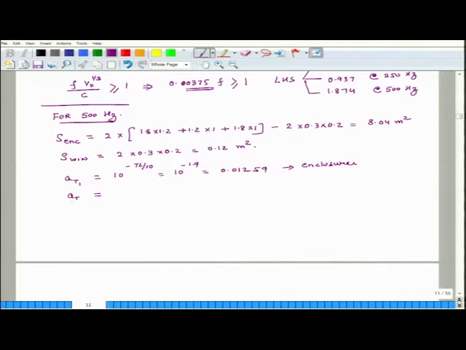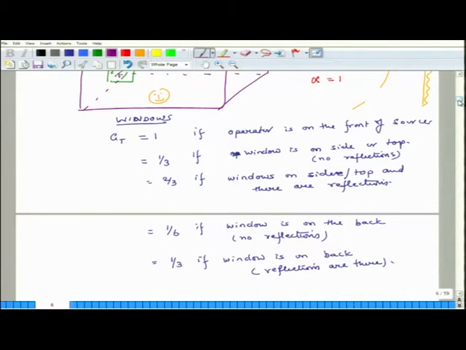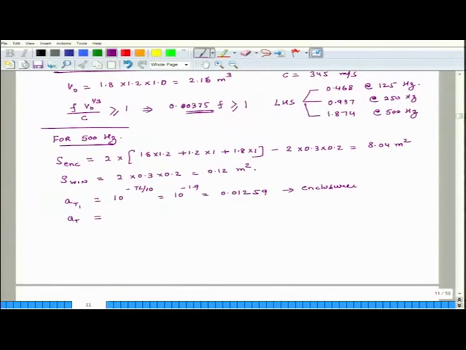This is the first thing, but there is also a window, and we have to compute its transmission loss also. We have said that the operator is in the front and the window is on the side. So, which number do we choose? And there are no reflections. So, we choose this 1 by 3. So, tau is equal to 1 by 3. This is for the window, and the first is for the enclosure.